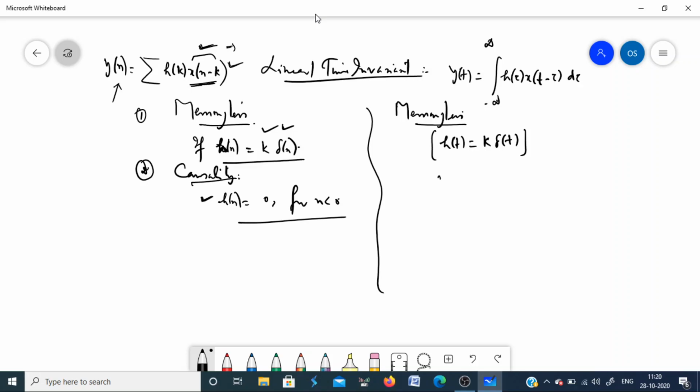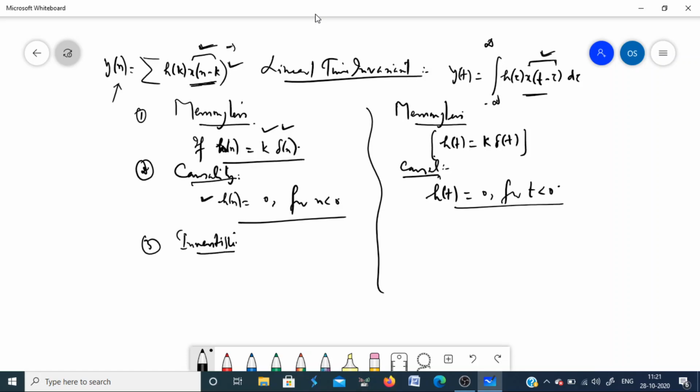And the same case applies here for causality. Your h(t) should be 0 for t less than 0 for a system to be causal. Because if for t less than 0 it is not 0, you are again getting the future values of x, x(t plus 1), x(t plus 2), and so on. This will become non-causal.